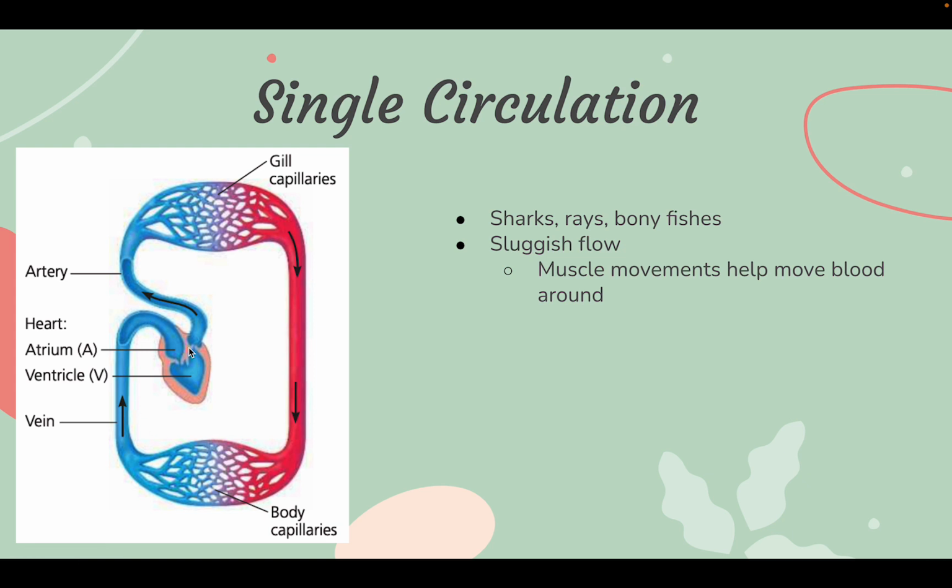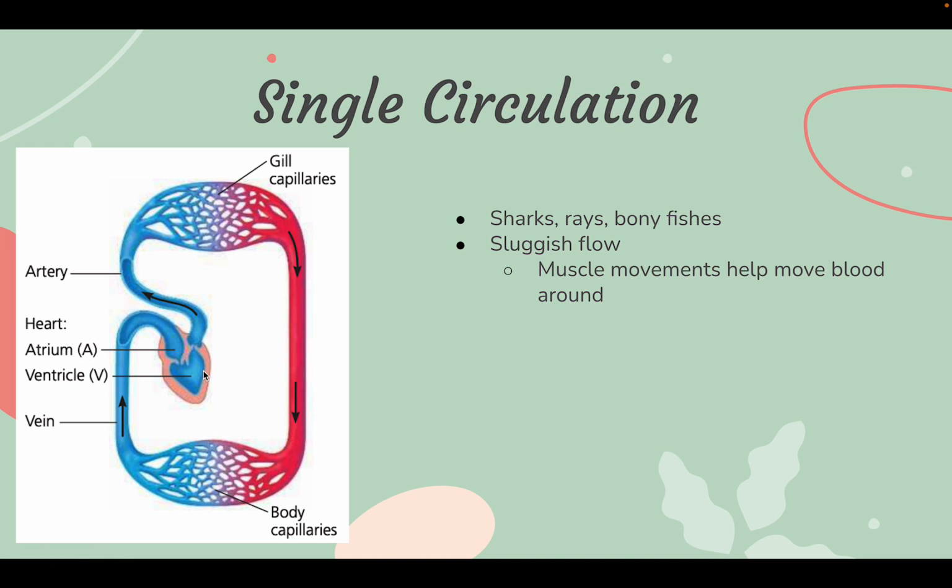the heart. First, the heart pumps this oxygen-poor blood through the artery, and that makes it to the gill capillaries where it's oxygenated, and then that oxygenated blood passes through the body capillaries where the oxygen gets used up and then returns through the veins to the heart.